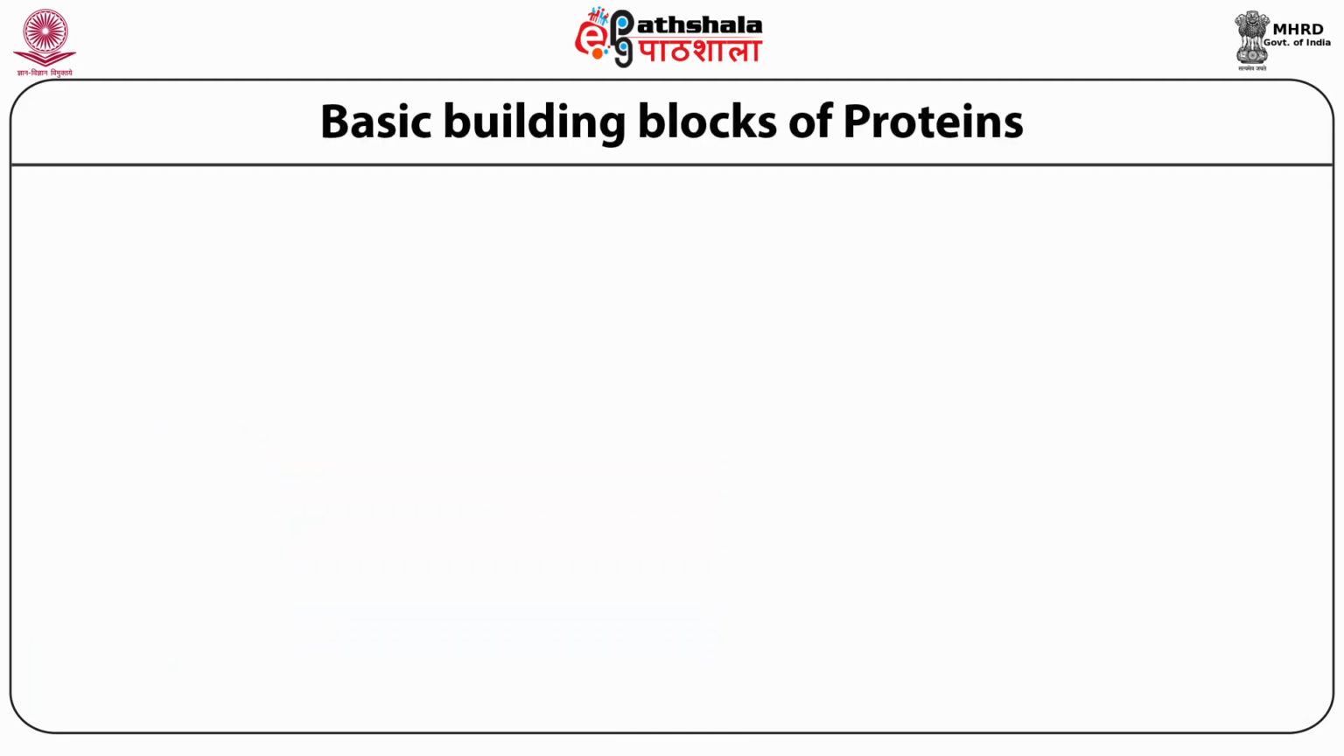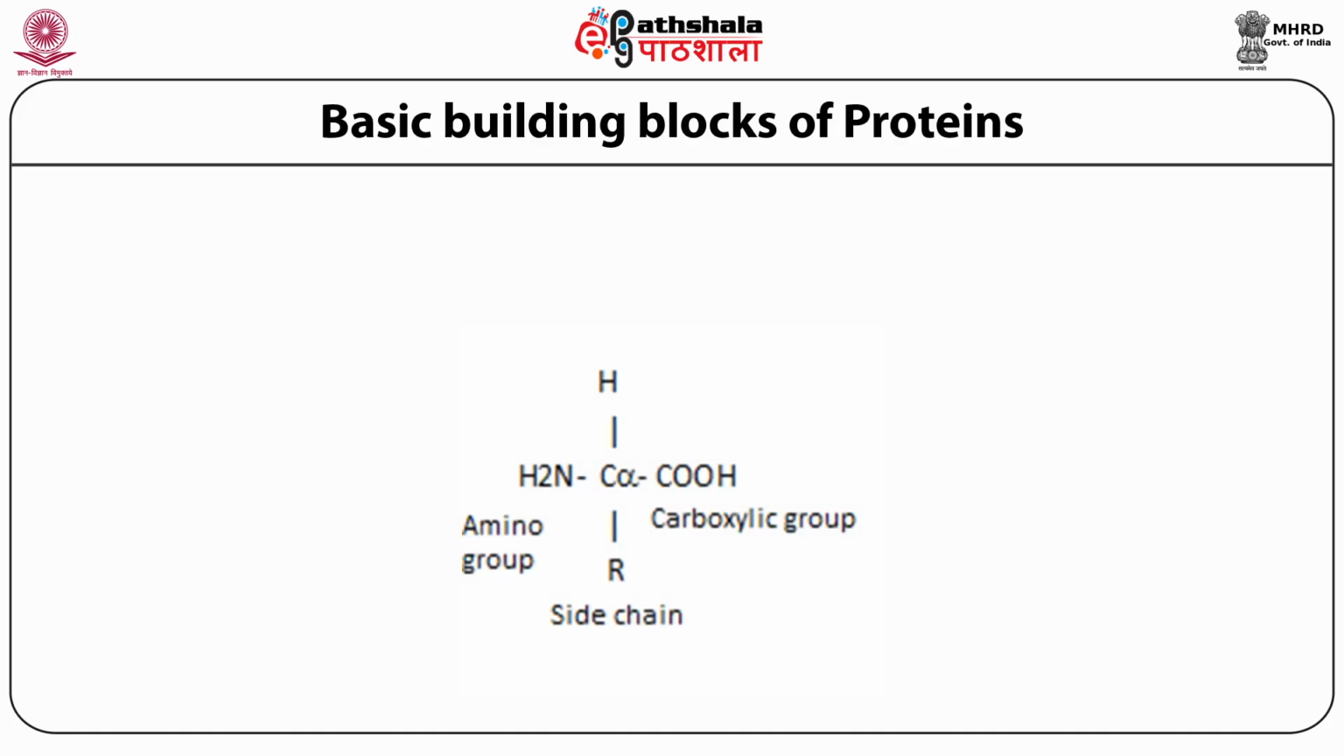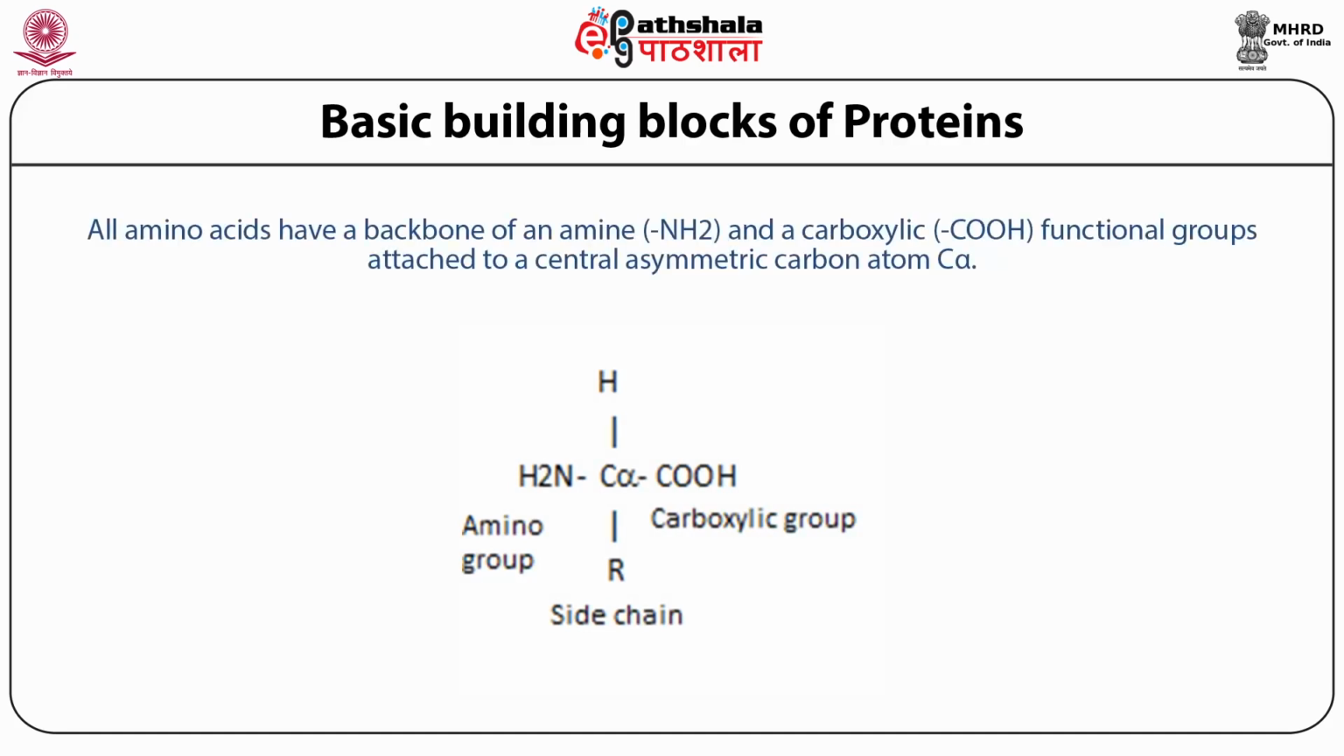Basic building blocks of proteins. Amino acids are basic building blocks of proteins. What we have is a central asymmetric carbon, which is called C alpha. All amino acids have a backbone of an amine, that is NH2, and a carboxylic COOH functional group attached to the central asymmetric carbon atom, C alpha.